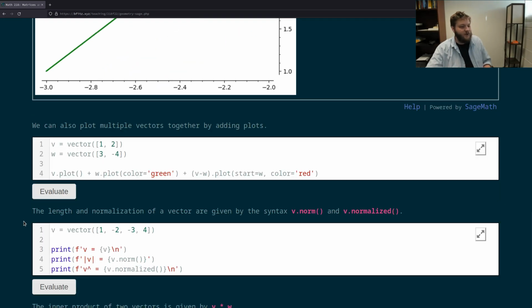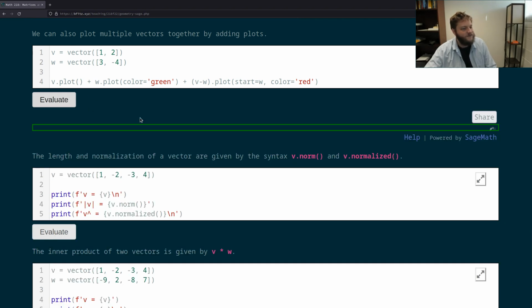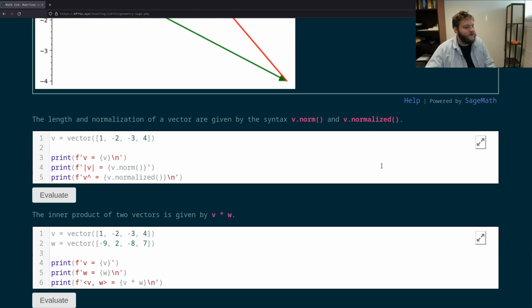Now, if you want to, you could put multiple vectors in your figure. So here I've defined a calculator with 2 vectors, v and w, and then I've included syntax for plotting them together. So if you click evaluate, this will give you the triangle where I have 2 vectors and then the difference between them visualized. You'll also find here that there's syntax for calculating the length and also the normalization of a vector. The syntax for length is v.norm, open close parentheses, and the normalization is v.normalized, open close parentheses.